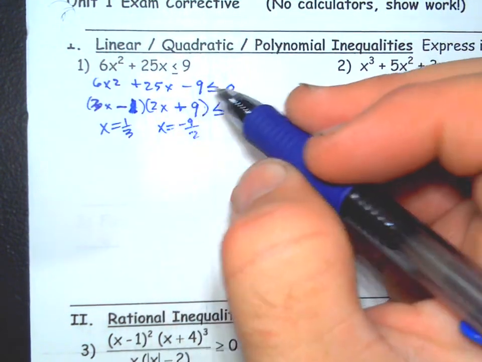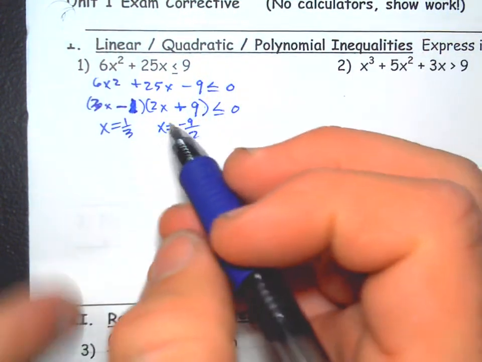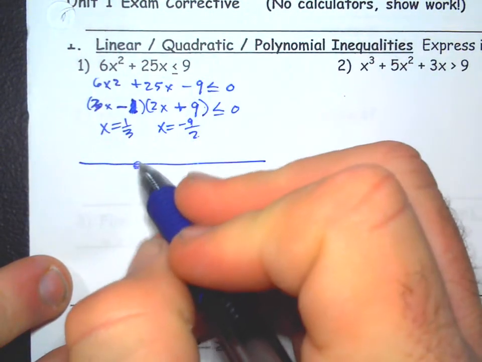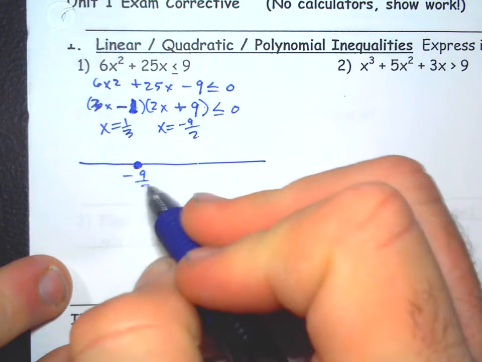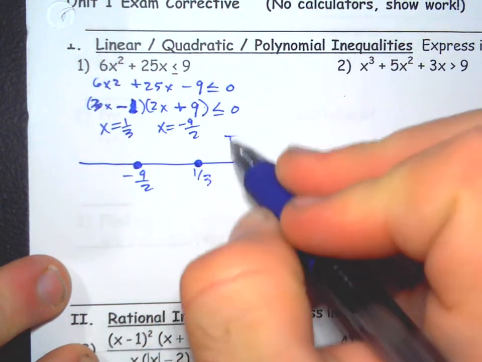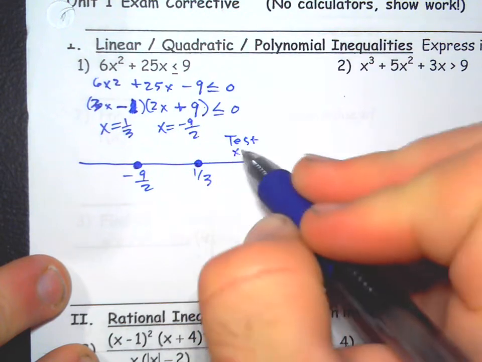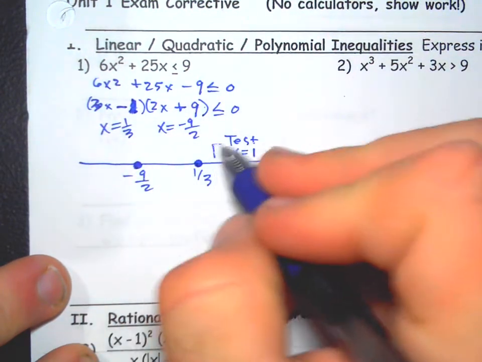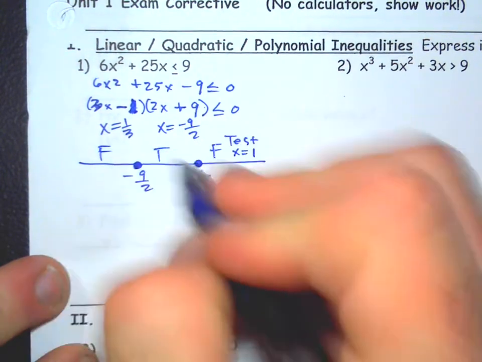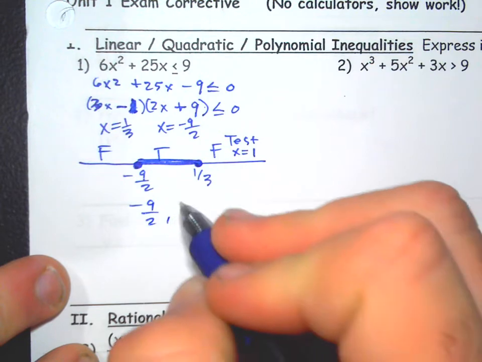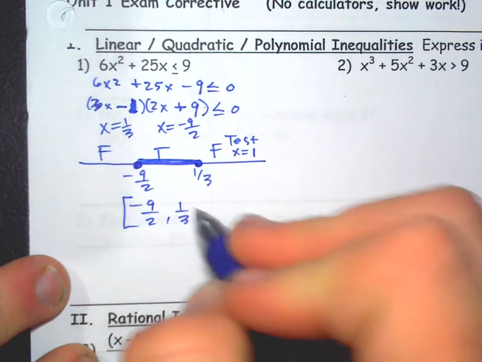Set those equal to 0, zero product property. We do a line check. These are going to be solid dots, left to right, smallest to greatest. Test a point, tell me what you're testing. X equals 1, positive, positive, positive, false, true, false. Interval notation, negative 9 halves to 1/3, brackets.